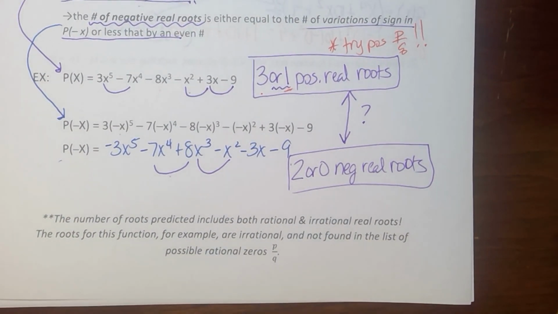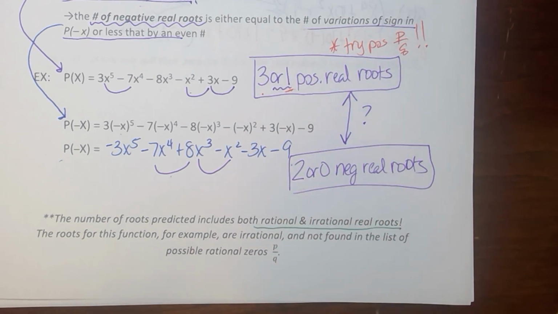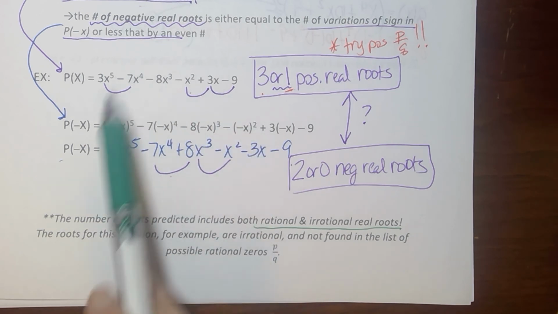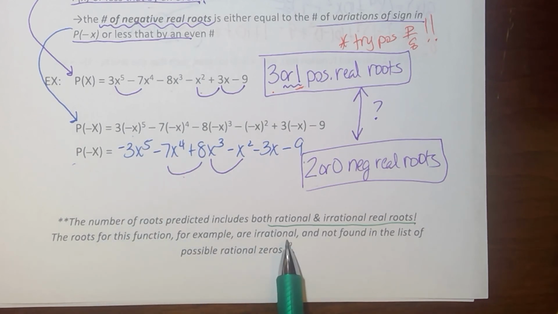Our last note says, the number of roots predicted includes both rational and irrational real roots. Remember that part. That means that those irrational roots do not show up in our list of possibilities p over q. For example, the roots of this function are irrational. They won't be in my list. So if I tried to use my list of possibilities p over q to help me factor this, it would not work. Now, I'm not going to give you a function that does not have at least 1 real rational root, because I'm not going to set you up to fail. But just be aware that it is a possibility.